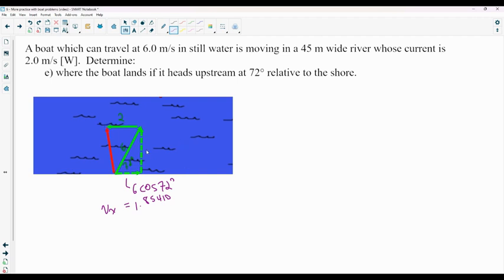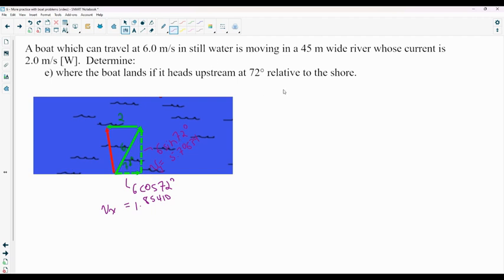Okay, now let's do this one over here. This one is going to be 6 times the sine of 72 degrees. So that's going to be 5.70634. And we're going to call this our velocity in our y direction. And it's the only velocity in the y direction. There's no other y velocities here that we need to worry about.